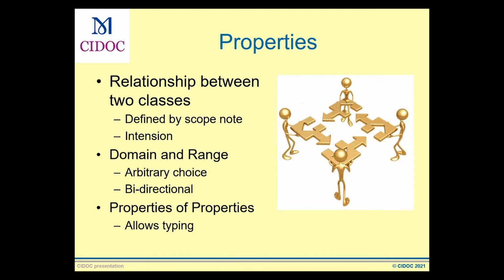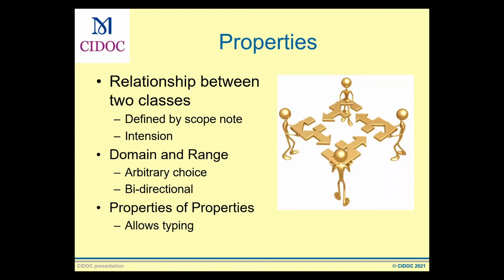We always talk about the domain and range, that is where they're going from and where they're going to. So they go from one class to another class. Now, which is the domain and which is the range, which is the starting point and which is the ending point, is completely arbitrary.